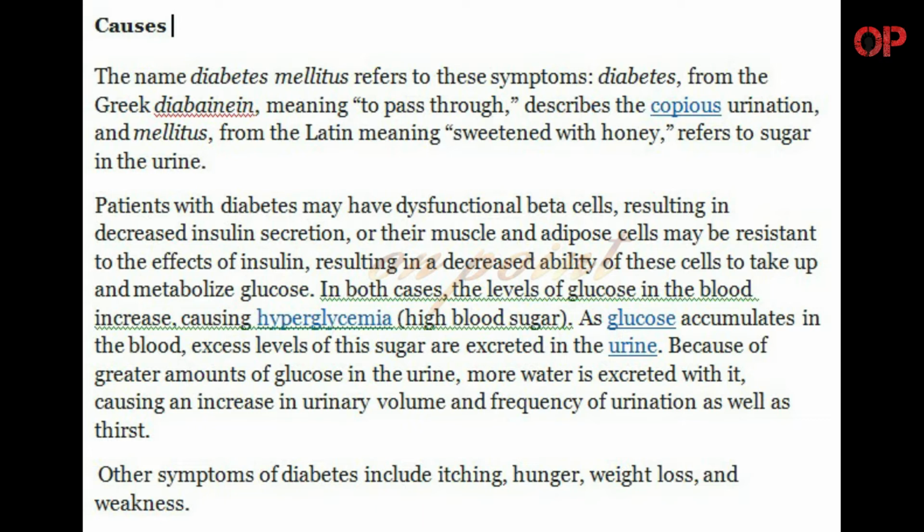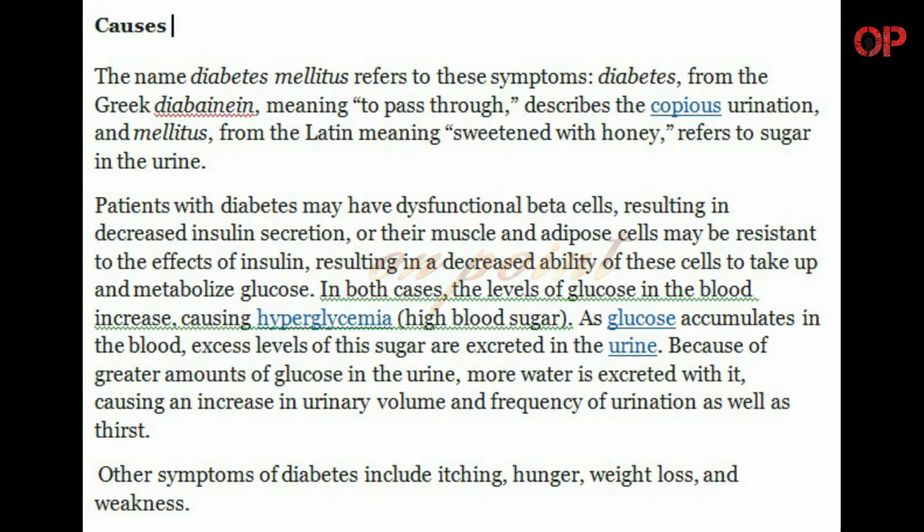Patients with diabetes may have dysfunctional beta cells, resulting in decreased insulin secretion, or their muscle and adipose cells may be resistant to the effects of insulin, resulting in a decreased ability of these cells to take up and metabolize glucose. In both cases, the levels of glucose in the blood increase, causing hyperglycemia, high blood sugar.